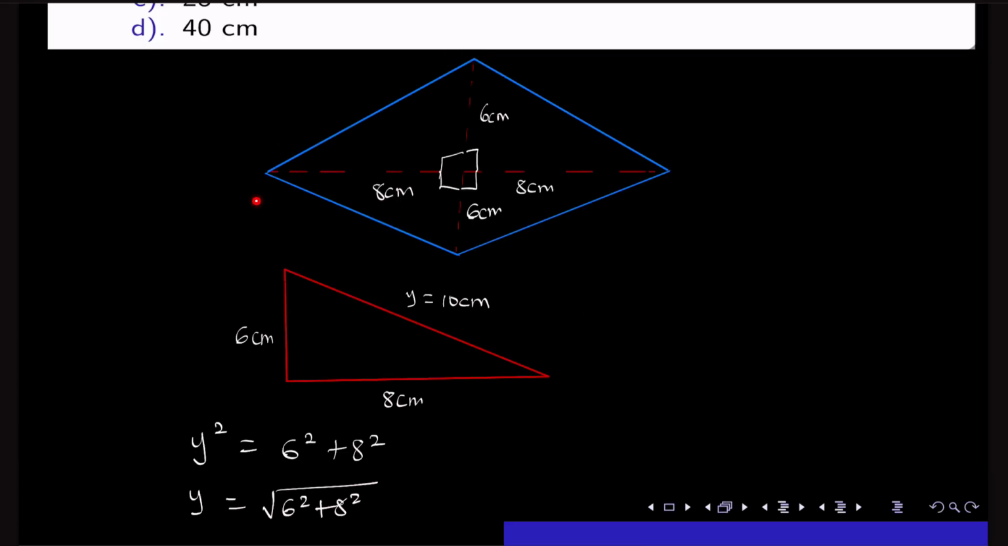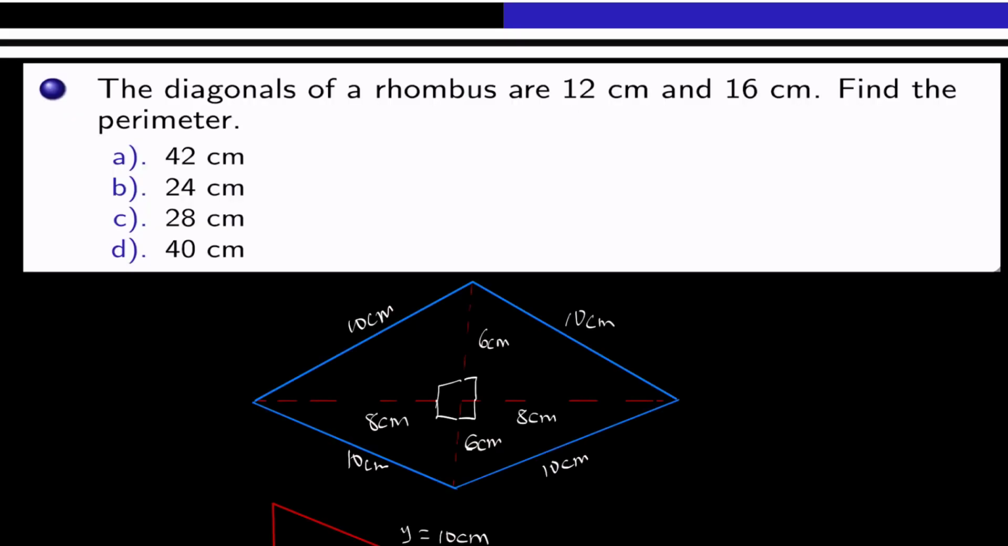Now, since this figure is a rhombus, all the sides are the same. So here is going to be 10 centimeters, 10 centimeters, 10 centimeters, and 10 centimeters. From the question, we're being asked to find the perimeter of this given rhombus. So we just have to add all the sides. So we are going to have 10 plus 10 plus 10 plus 10, which is going to give us 40. And so the perimeter is giving us 40 centimeters. Thus the correct option is option D.